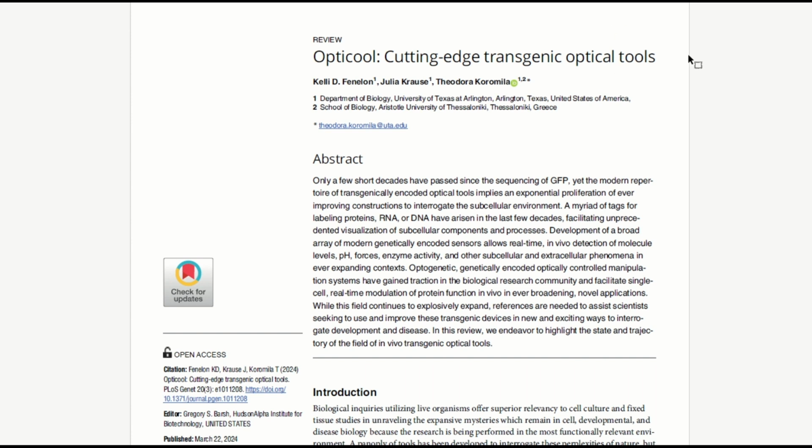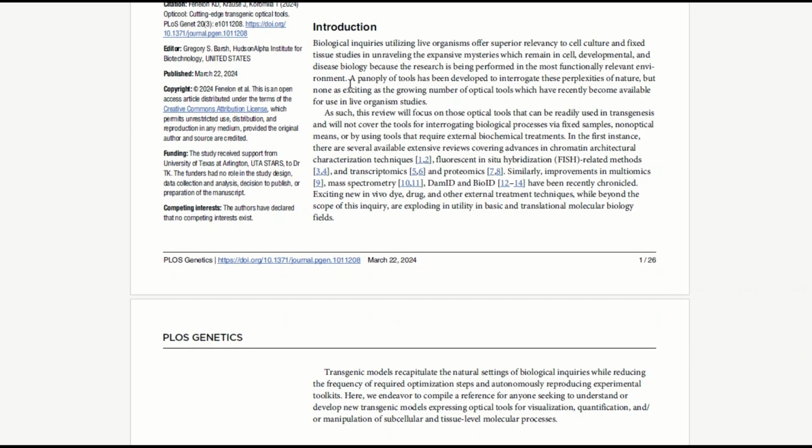And why don't we get into this recent paper that we published in PLOS Genetics. It's a review on transgenic optical tools. And yeah, let's get into it. All right, so let's begin with the introduction.